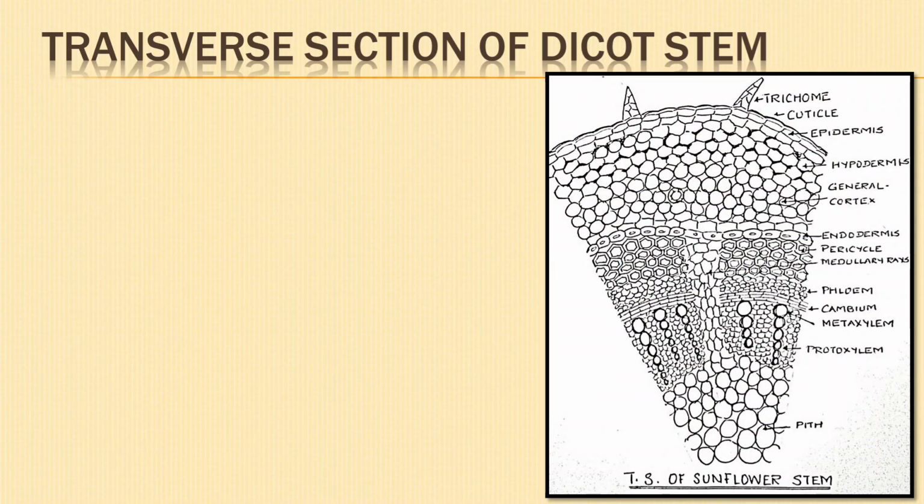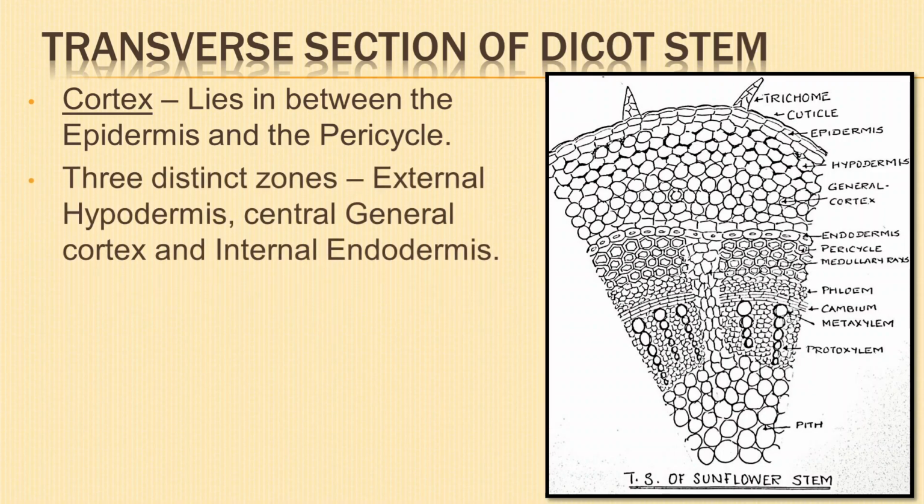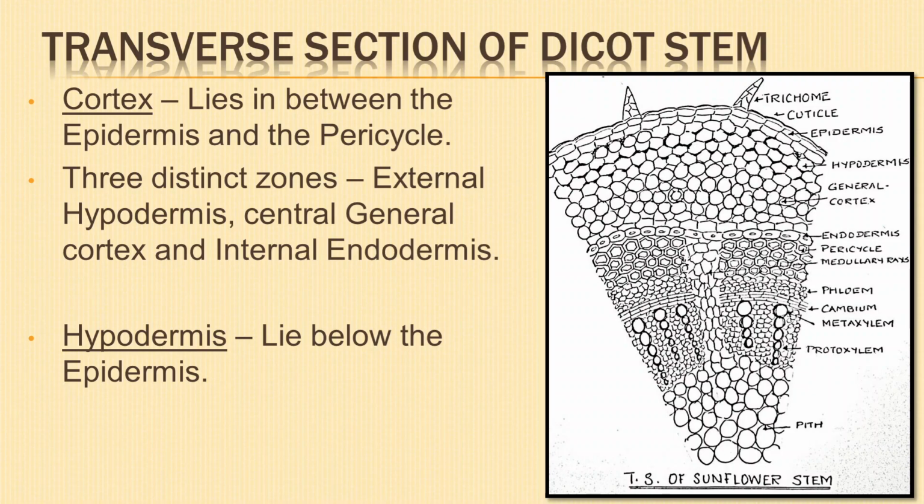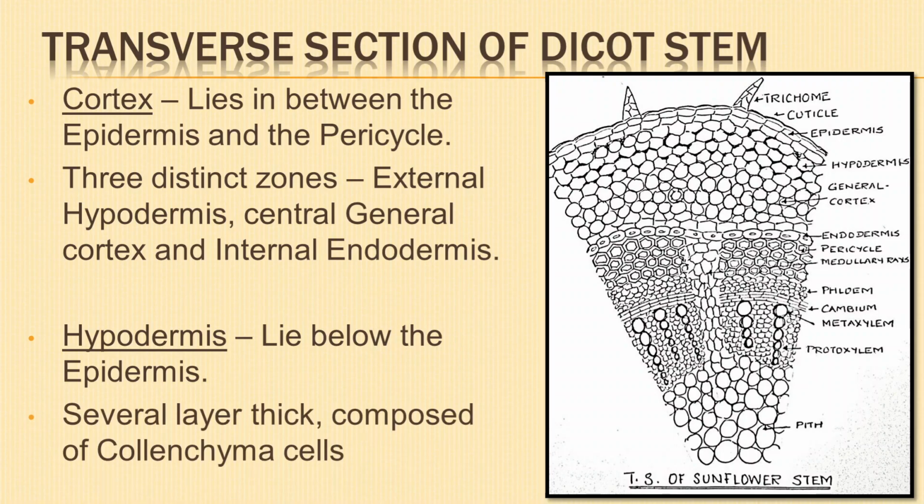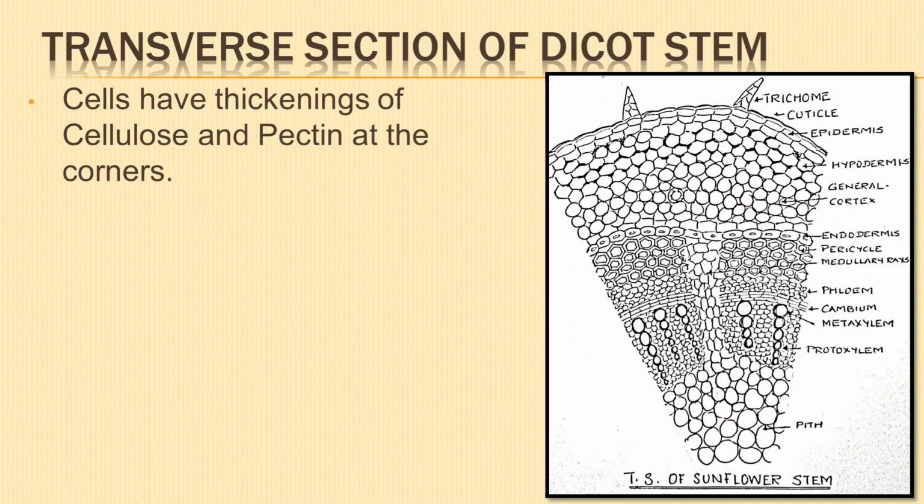The cortex is the zone that lies in between the epidermis and the pericycle. It is composed of three distinct regions, namely external hypodermis, general cortex, and internal endodermis. The layer immediately below the epidermis is the hypodermis, which is several layers thick and is composed of collenchyma cells. These cells have thickenings at the corners made up of cellulose and pectin.